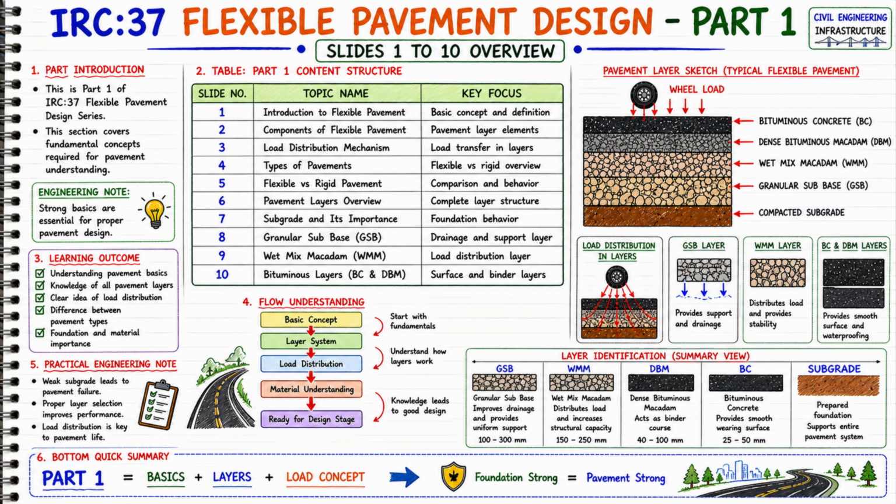Practical Engineering Note. Now Practical Engineering Note is given on the left side. If the subgrade is weak, pavement failure will occur quickly. If the layer selection is proper, then the performance will improve. And load distribution is the key factor for pavement life. Bottom Summary. A quick summary is given at the bottom. In Part 1 we cover basics, layers, and load concept. And the most important line is, if the foundation is strong, then the pavement will be strong.